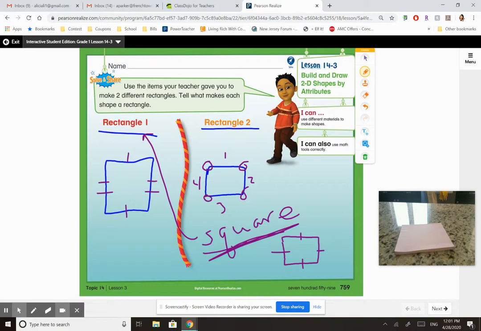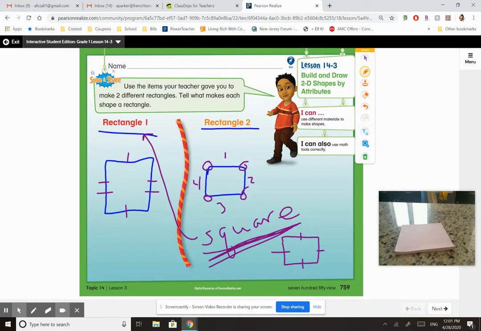Make sure you remember that because apparently Mrs. Parker didn't when she was in first grade. And I was shocked later on. I was like, I don't think I ever learned that.